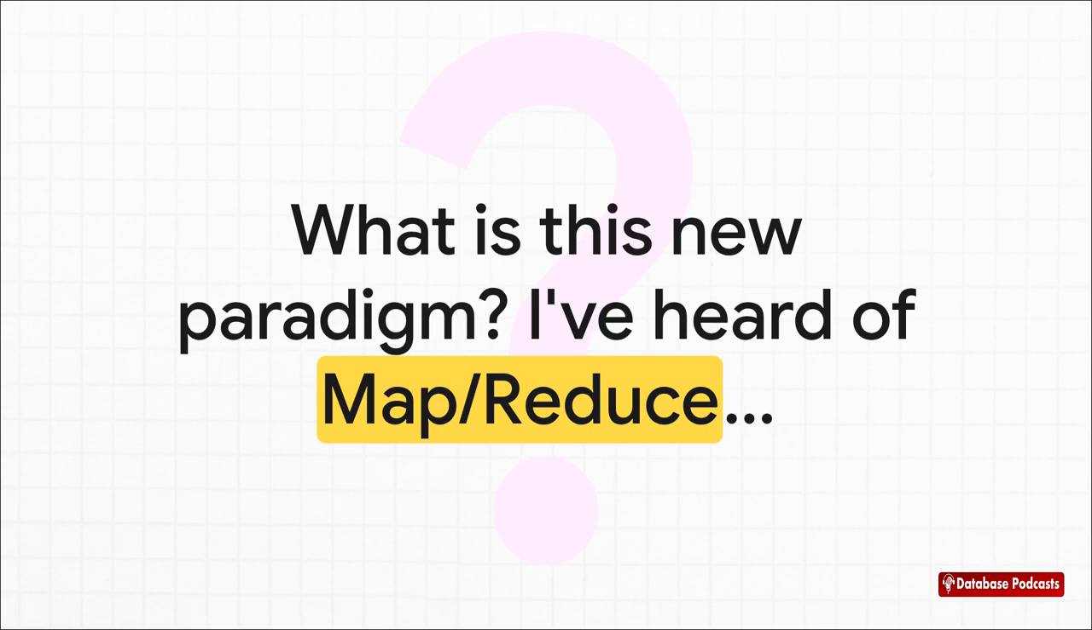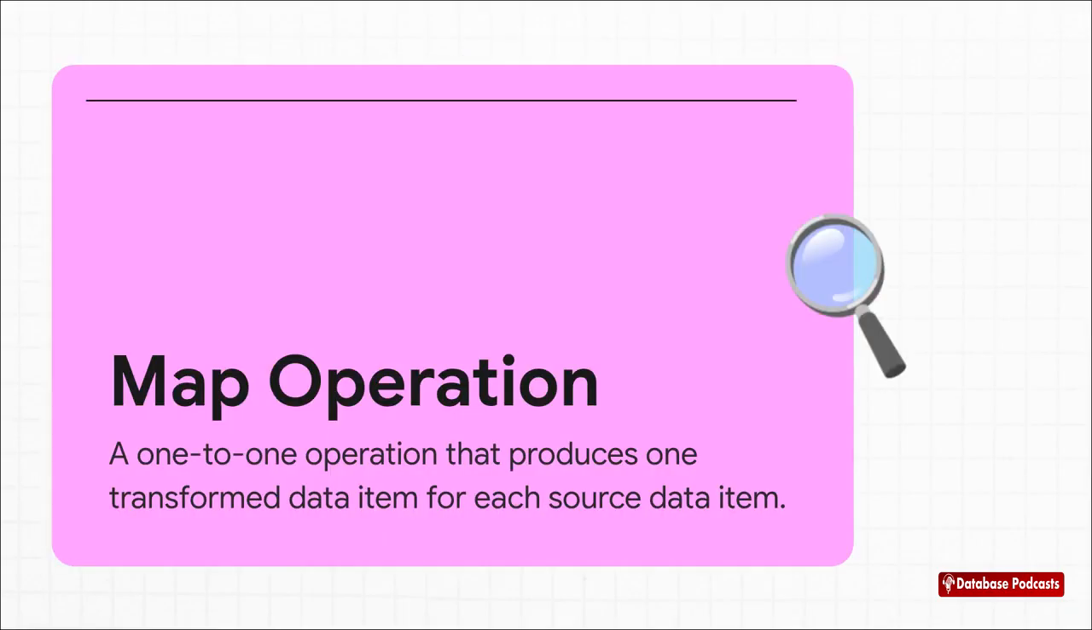Well, it all starts with a fundamental concept that powers big data systems like Spark: map/reduce. You've probably heard the term thrown around, and for good reason. It's a surprisingly simple but wildly powerful pattern for chewing through massive amounts of data. Let's break it down. First up is map.